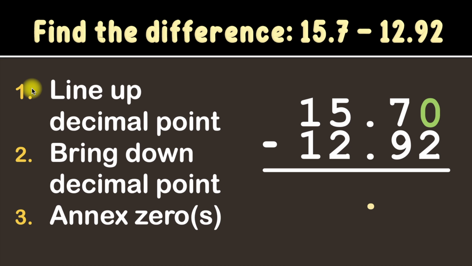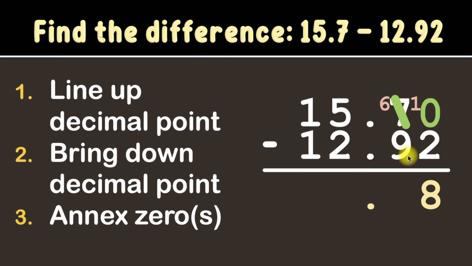Now that we've already done our 3 steps, we can start with our subtraction, starting from the right column. We can't do 0 minus 2 because we have nothing to take away from. So we can borrow from this 7. This 7 will become a 6, and this 0 will become a 10. So now we've got 10 minus 2, and that's 8.